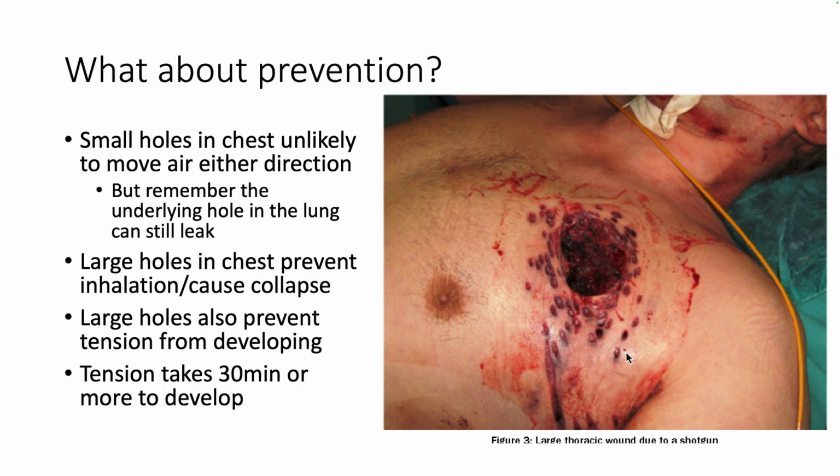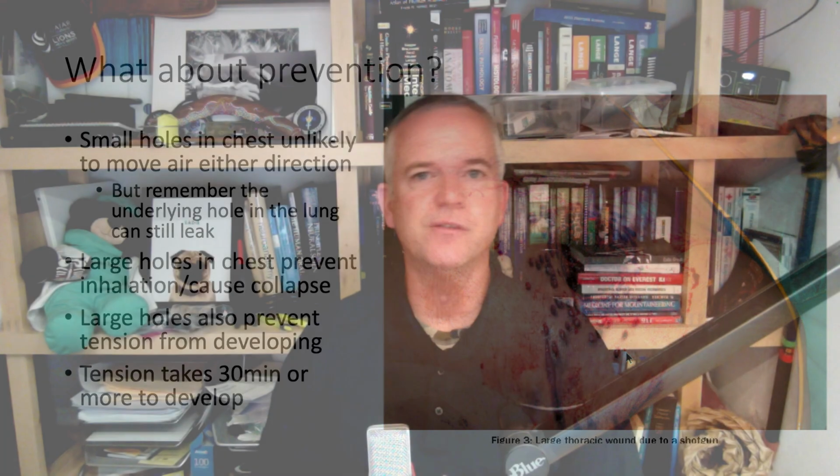Let's take a little side trip here into one thing that's changing, which is prevention. So we think about chest seals as our main prevention for tension pneumothorax. First off, small holes in the chest are unlikely to move air in either direction. So I'm thinking of a small puncture wound, a gunshot wound to the chest, where we're talking about somewhere between a quarter of an inch for a .22 caliber up to maybe a third of an inch or half an inch for a larger handgun.